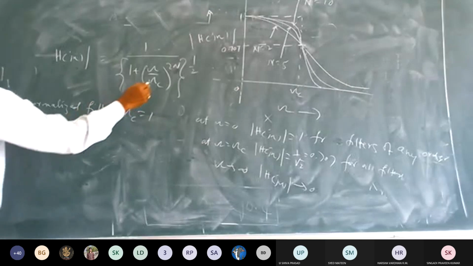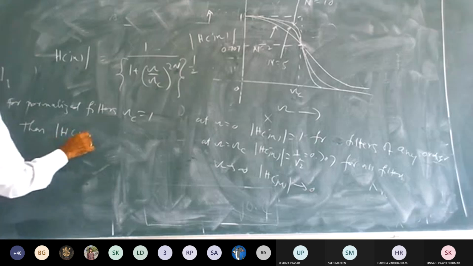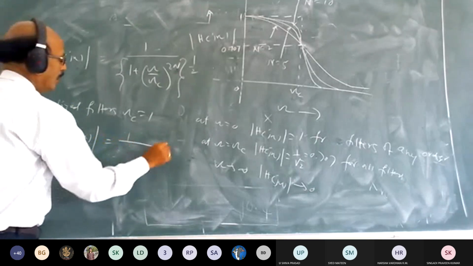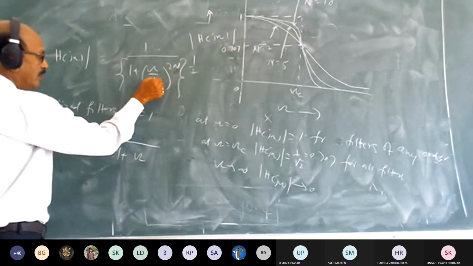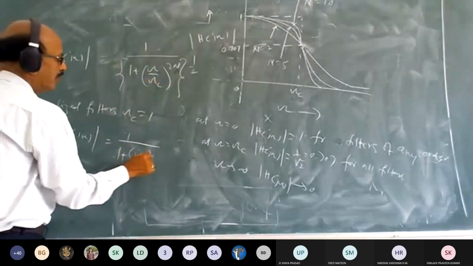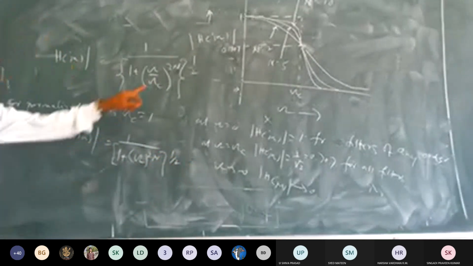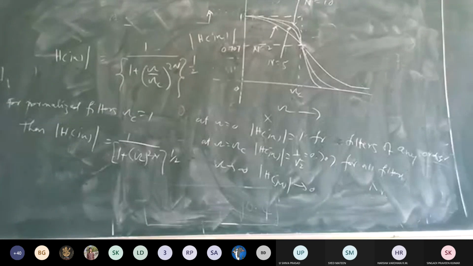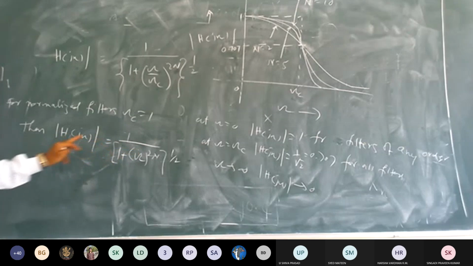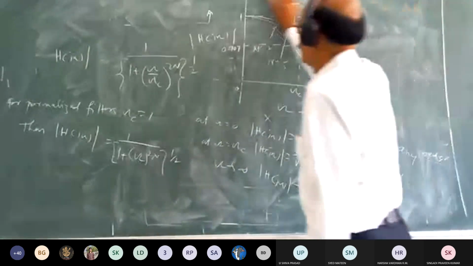So with this, the magnitude of H of j omega is equal to 1 by the square root of 1 plus omega to the power of 2n, because we select omega c as the constant 1. We simply replace it with 1. Now let us square both sides.